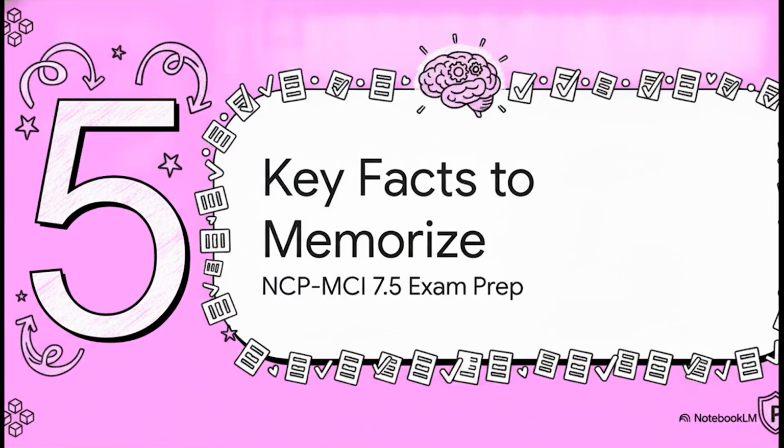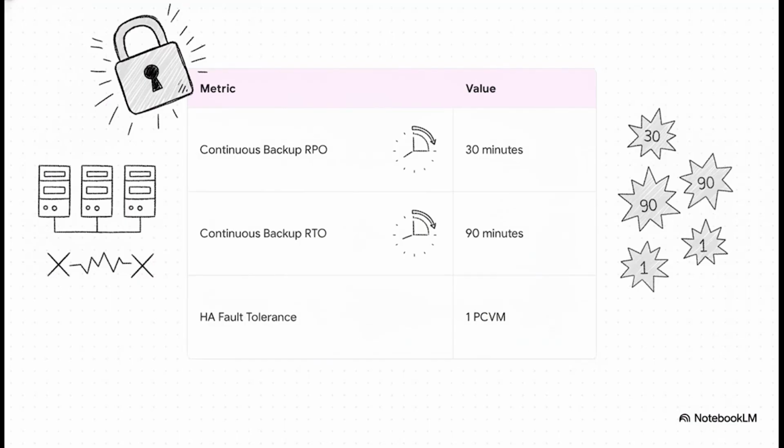Section 5. Key facts to memorize. Let's wrap up with a rapid-fire review of the non-negotiable facts you just have to know. Lock these numbers in right now. For PCBR continuous backup, your guaranteed recovery point objective, or RPO, is exactly 30 minutes. The time it takes to get it back up, the RTO, is 90 minutes. And for a 3-node scale-out HA deployment, it can survive the loss of exactly 1 PCVM. If a scenario asks what happens when 2 nodes fail, the answer is always that the service goes inactive. 30, 90, 1. Commit them to memory.